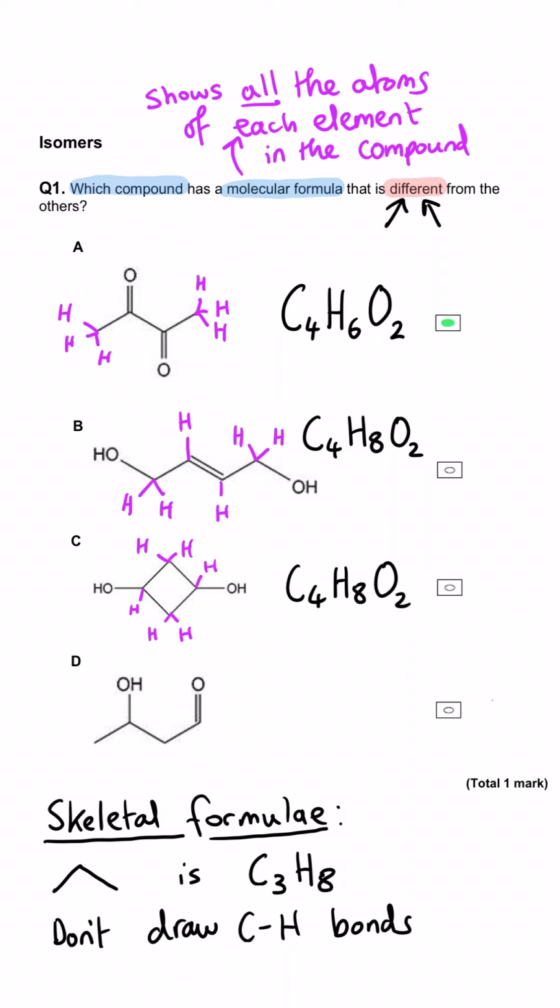And we can explore D just to complete the set. We've got 1, 2, 3, 4 carbon atoms, 3 hydrogen atoms here, 1 here, 2 here, and 1 at the end, and then this one at the top makes 8, and so this is also matching B and C.